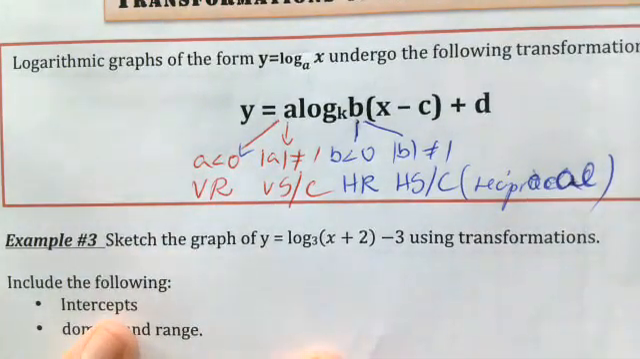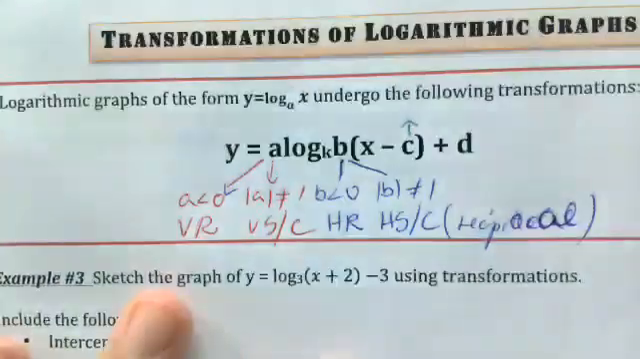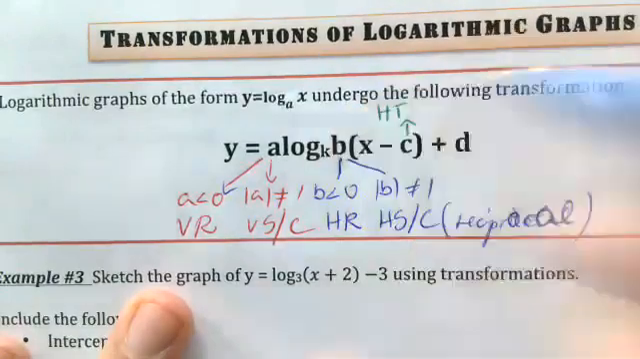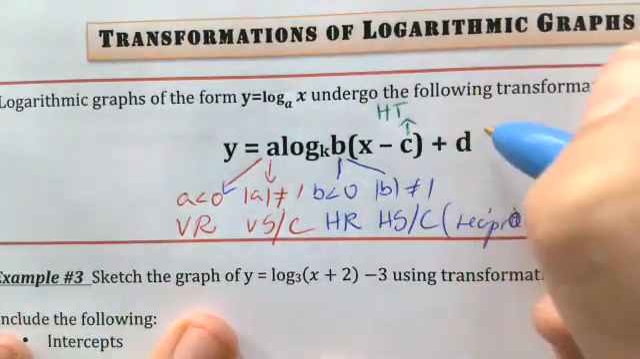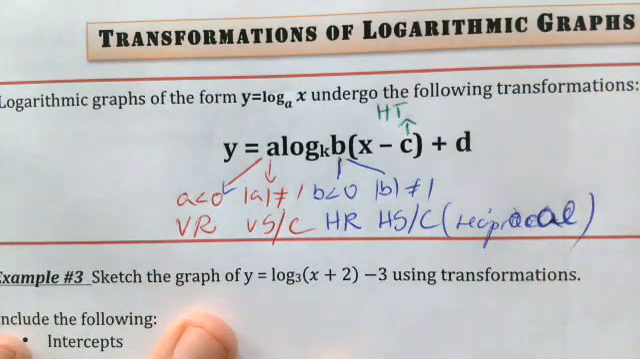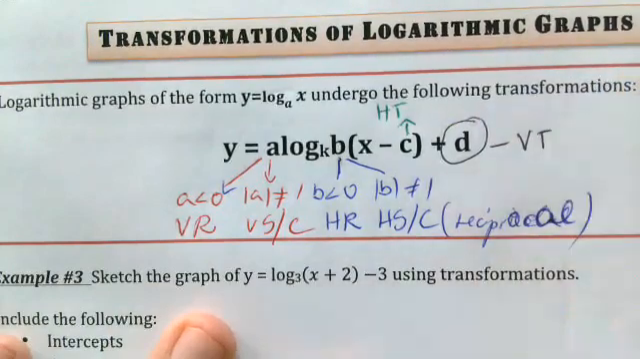And then now C. Horizontal translation, right or left, depending on the sign. And then D, vertical translation.